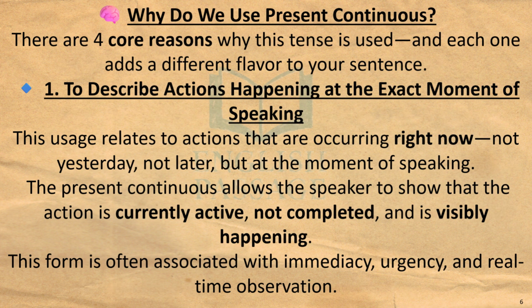Uses. Why do we use present continuous? There are 4 core reasons why this tense is used, and each one adds a different flavor to your sentence. 1. To describe actions happening at the exact moment of speaking. This usage relates to actions that are occurring right now, not yesterday, not later, but at the moment of speaking. The present continuous allows the speaker to show that the action is currently active, not completed, and is visibly happening.